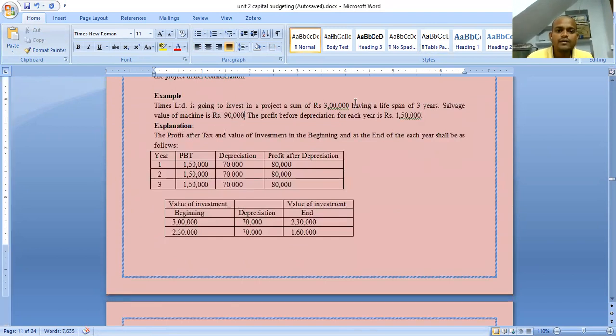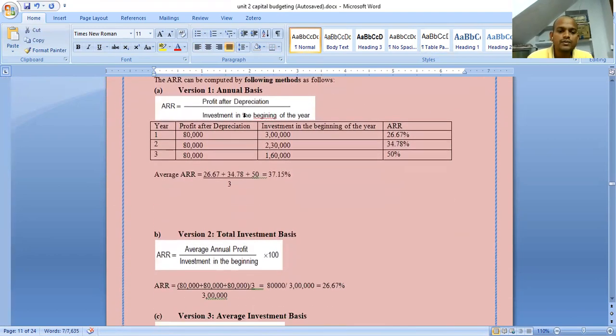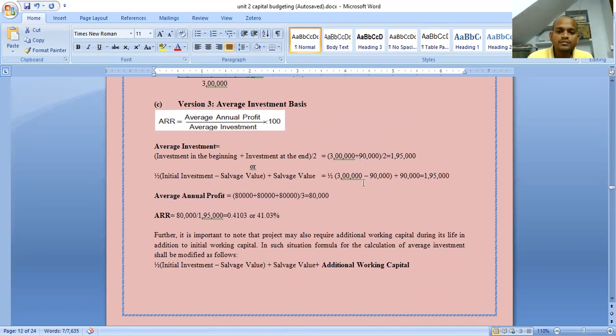See, salvage value of machine is 90,000. So initial investment 3 lakhs minus 90,000. Half of the amount we have to consider, and again we have to add the salvage value. Okay, so amount will be the same. See, sometimes we don't have the information about the investment in the beginning and the investment at the end. So in such cases, this formula we have to use to determine the average investment.